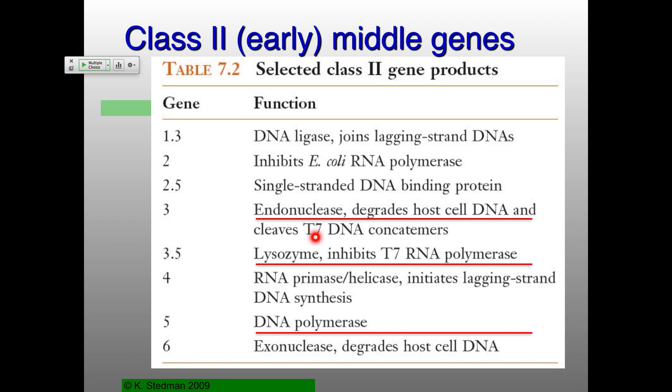And there's also this protein called lysozyme, which helps to get the virus outside of the cell, which is what you understand from a lysozyme, but also inhibits the activity of the T7 RNA polymerase. And this will be important right at the end or potentially after the midterm. We'll see how far we get.